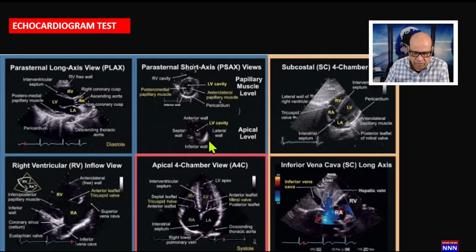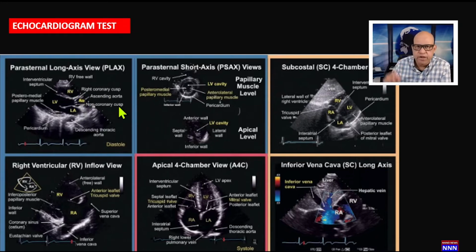So let us start off with the first, parasternal long axis, and I just went through this briefly. And here we have the right ventricular wall, we have the right ventricular cavity, interventricular septum, then we have the aorta, we have the aortic leaflets, we have the right coronary cusp and the non-coronary cusp.